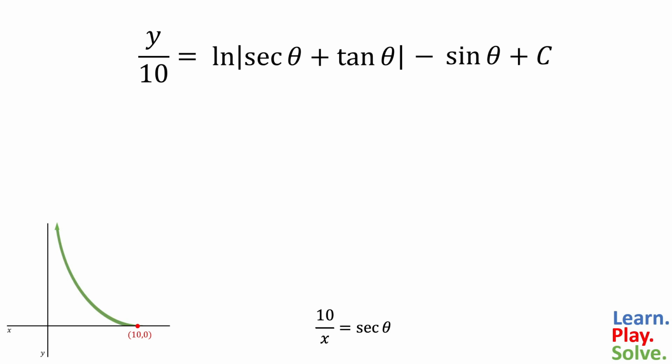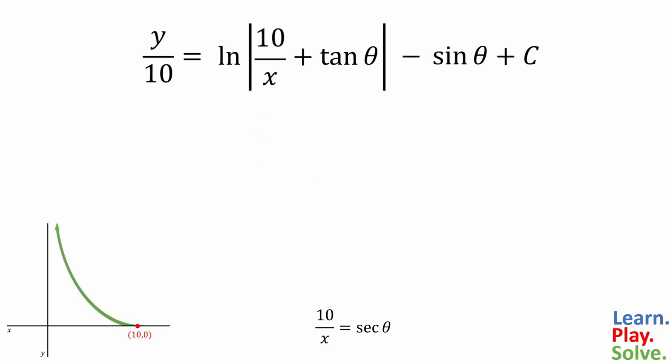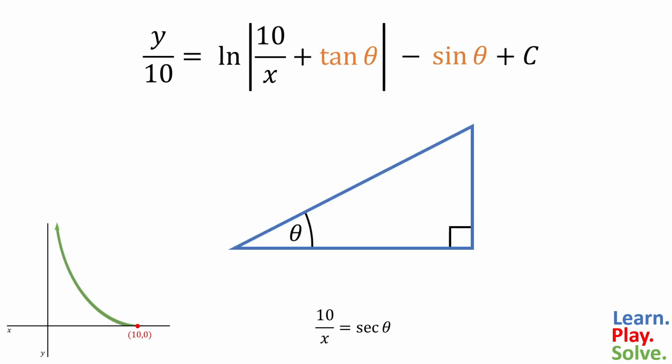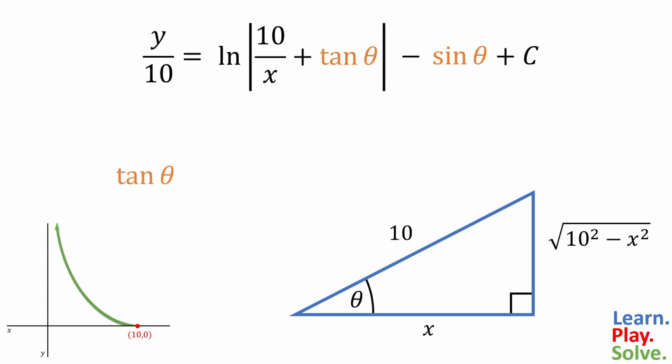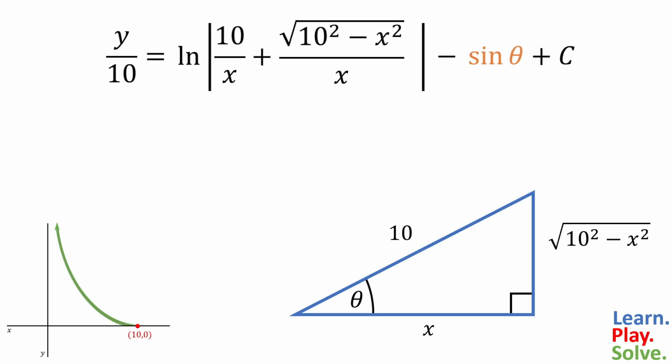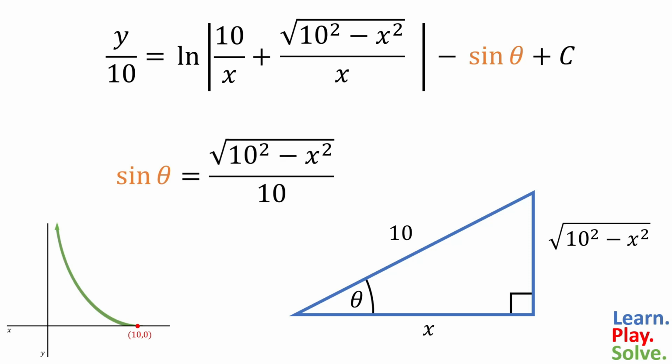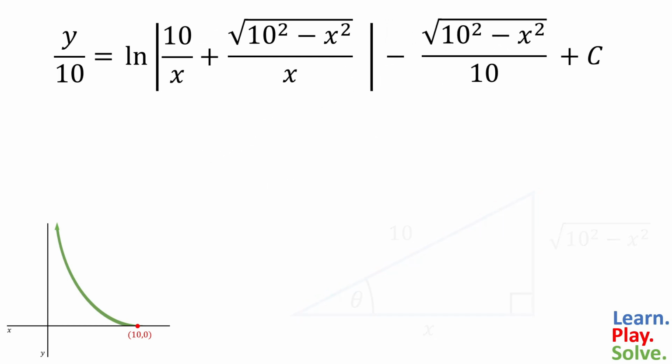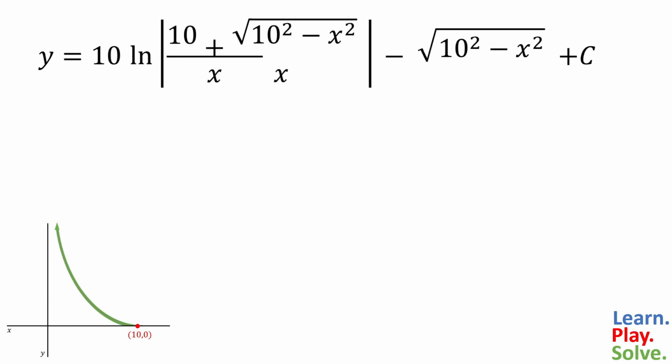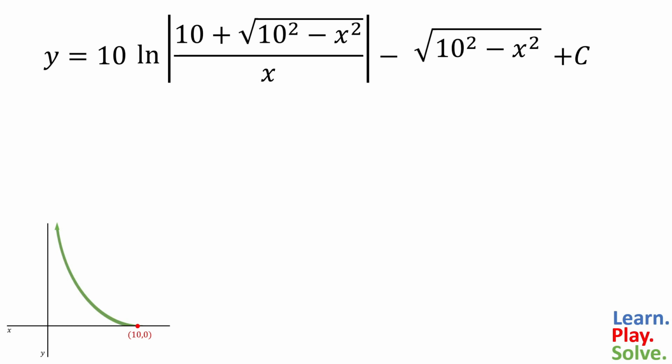Now we need to change our variable back to x. We already know the secant of theta is 10 over x. To find tangent and sine, we can construct a right triangle with angle theta. Secant is the reciprocal of cosine, or hypotenuse over adjacent. And by the Pythagorean theorem, we know the opposite side as well. So the tangent of theta is opposite over adjacent, and the sine of theta is opposite over hypotenuse. Now, if we multiply everything in this equation by 10, we get this. Remember, any constant will be absorbed by the c.